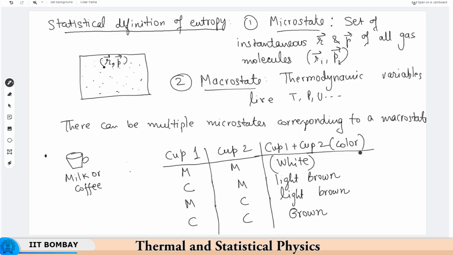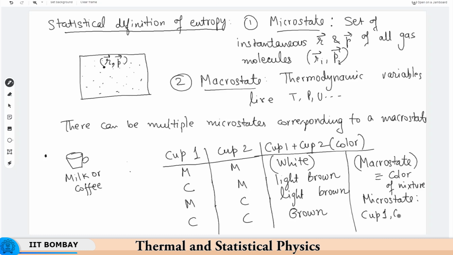So, therefore, in this case the macrostate is equivalent to the color of the mixture. And what is the microstate? Microstate is what is in cup 1 and cup 2, whether it is milk or coffee. So the microstates in this problem can be MM, CM, MC and CC, but the macrostate is the color. And now you can see that there are two microstates corresponding to a single macrostate.